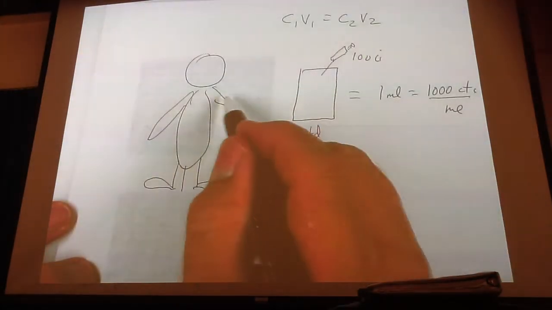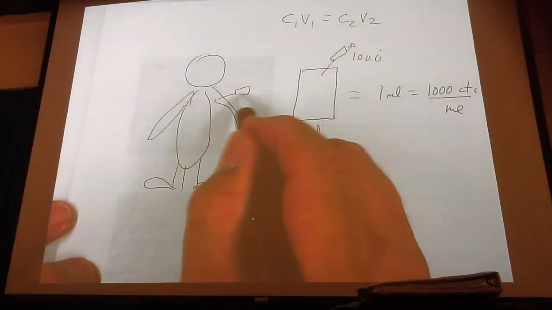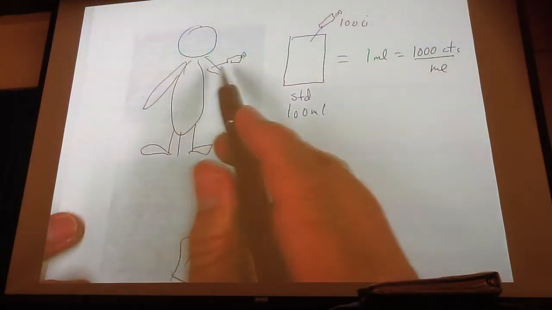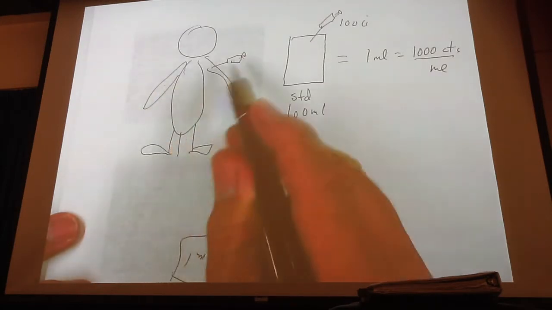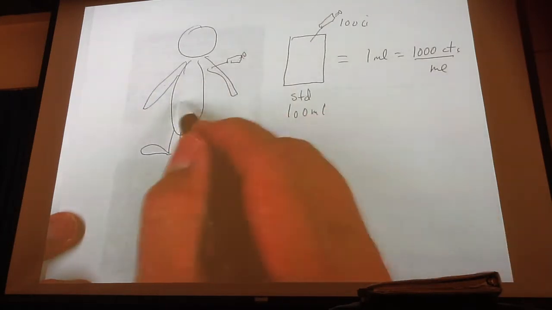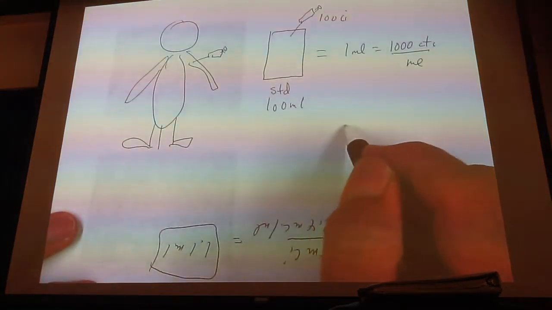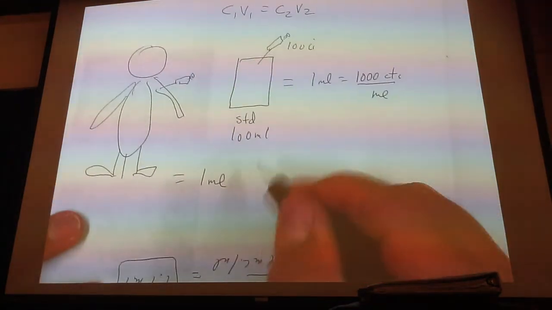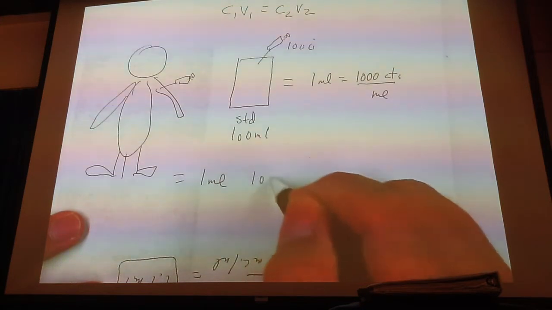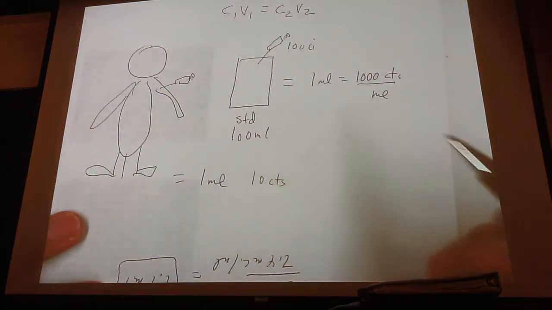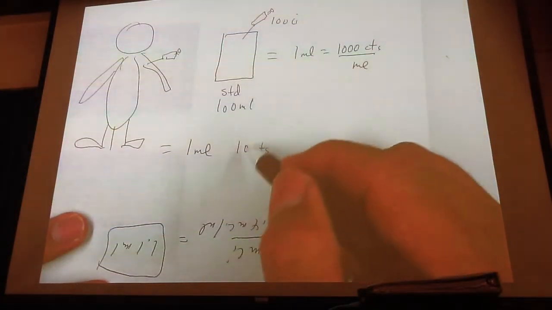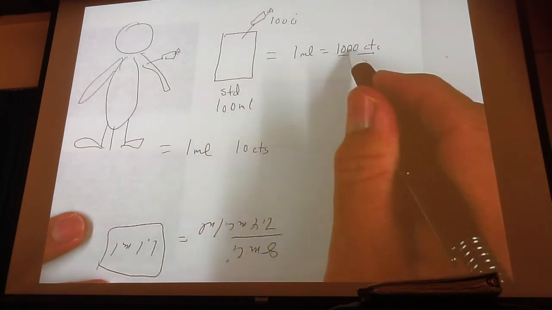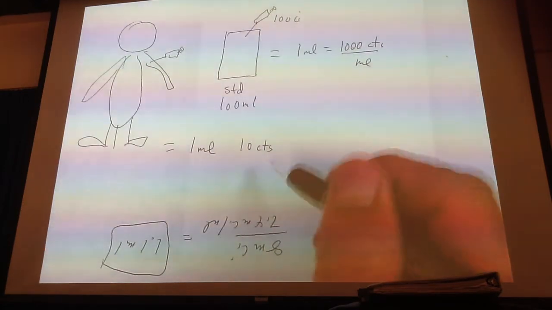Okay, if I inject the same amount of activity into the patient, and I withdraw blood 20 minutes later from the other side, you don't want to withdraw blood from the same side that you injected. So I take out 1 ml from the patient. I count it. Let's say that I get 10 counts. When we set up our equation, we find that 10 goes into 1,000 100 times. So that means that the patient has 100 ml.